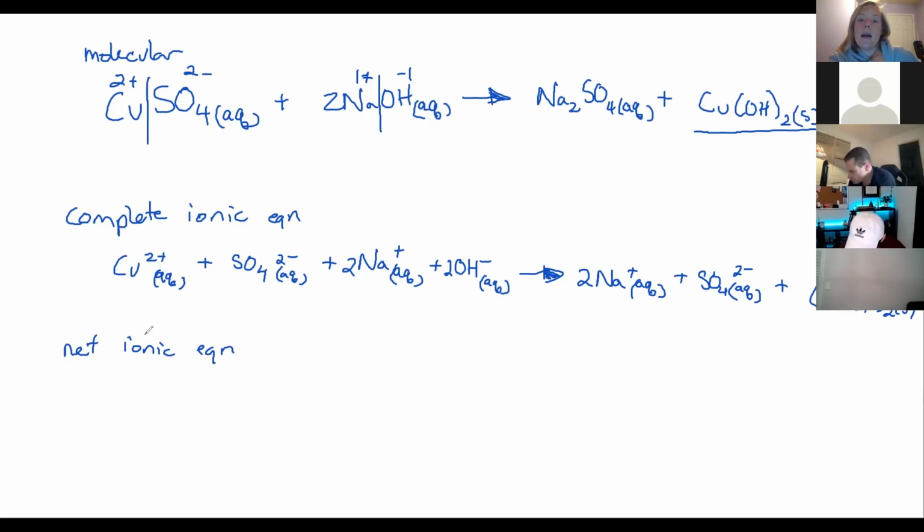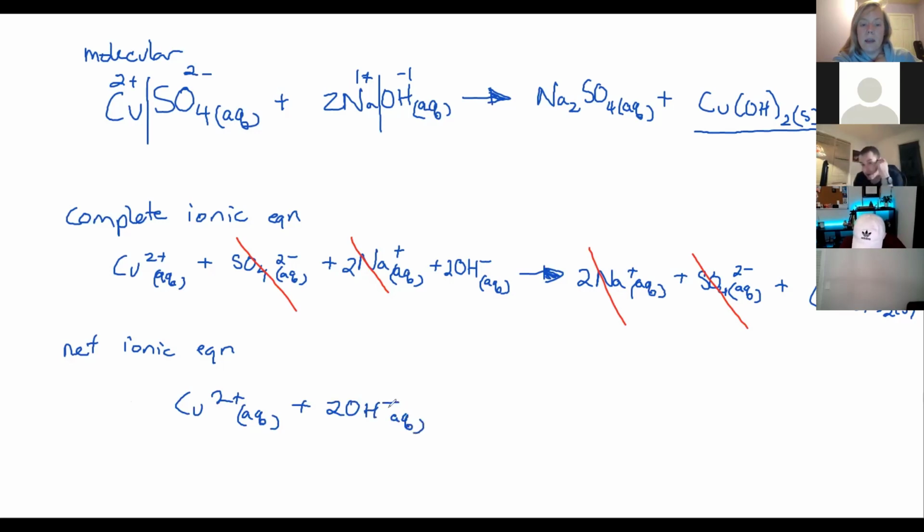Now, to get to the net ionic equation, I need to remove any spectators. So sodium is acting as a spectator. Sulfate is also acting as a spectator. They aren't involved in the actual chemical reaction. So copper, Cu with a 2+ charge, it's aqueous, comes together with 2 hydroxides, OH- aqueous, and we produce precipitate, Cu(OH)2 solid.